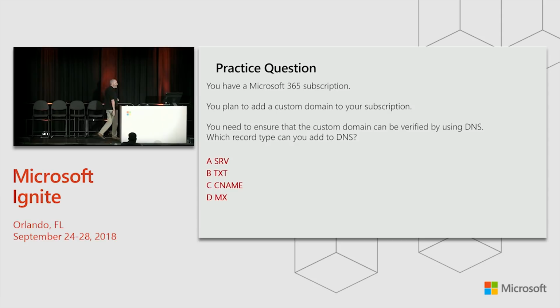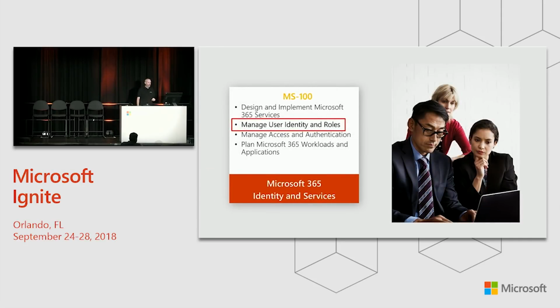Let's move to the next section. So the next section here is managing user identity and roles. And this is actually a pretty big area. Big in terms of the percentages on the test as well. So a very rich area. There's lots of tasks here for a global admin to do, both on premises and inside of admin centers too.